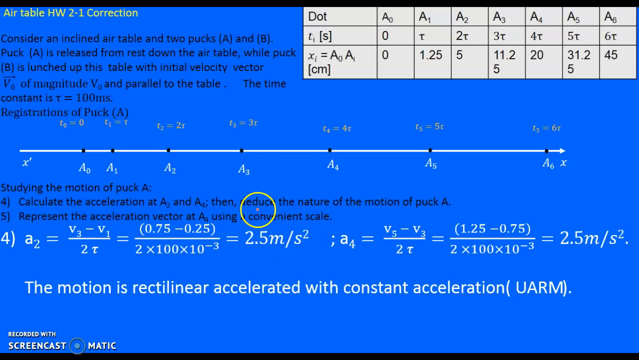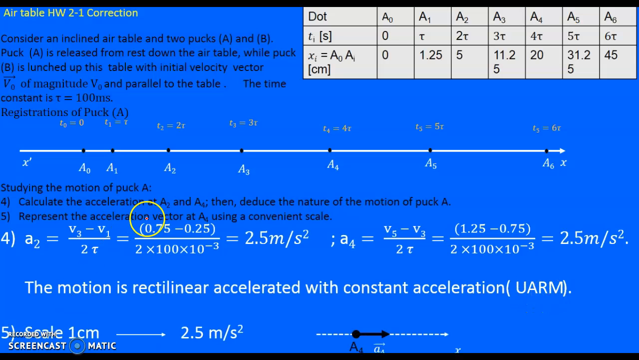Now concerning deduce the nature of motion, comparing the accelerations at different instants, they are equal. So this means that the motion is rectilinear because already we said that the trajectory is a straight line, and accelerated with constant acceleration. We call it uniformly accelerated rectilinear motion, abbreviated by UARM.